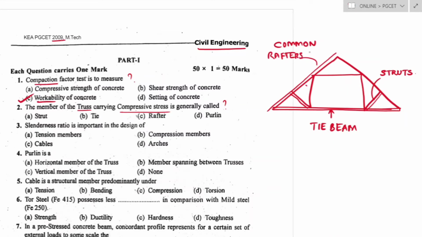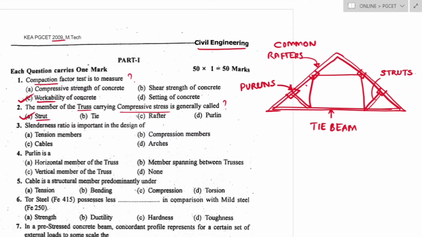These rafters act as a supporting member of a roof truss, and these are the purlins which tie the common rafters and struts by stabilizing and reinforcing the rigid frames. These components are called purlins. So, the member of the truss carrying compressive stress is generally called as struts. Option A is the right answer.